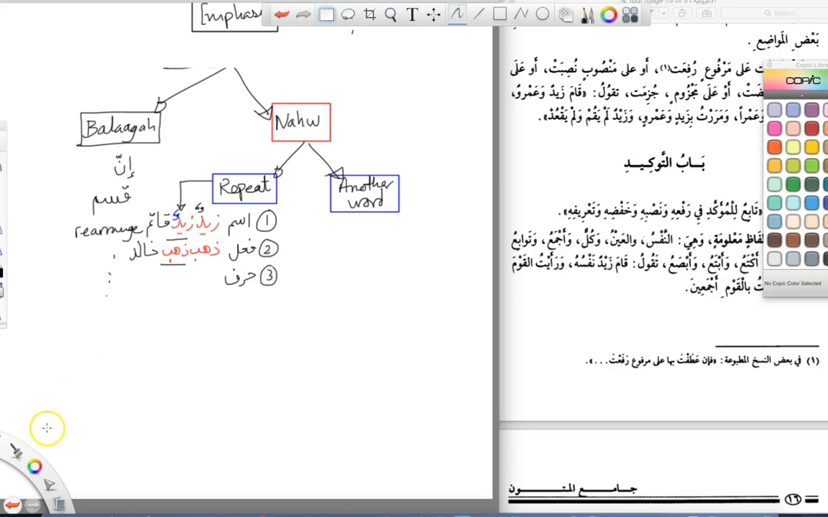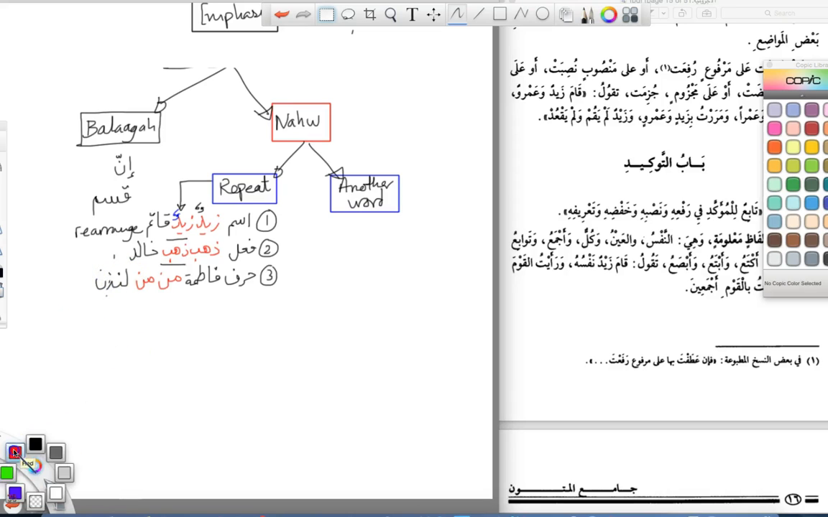And finally, number 3, okay, you have harf. So harf is where you have a particle that's repeated. So for instance, like if I say Fatima min London.